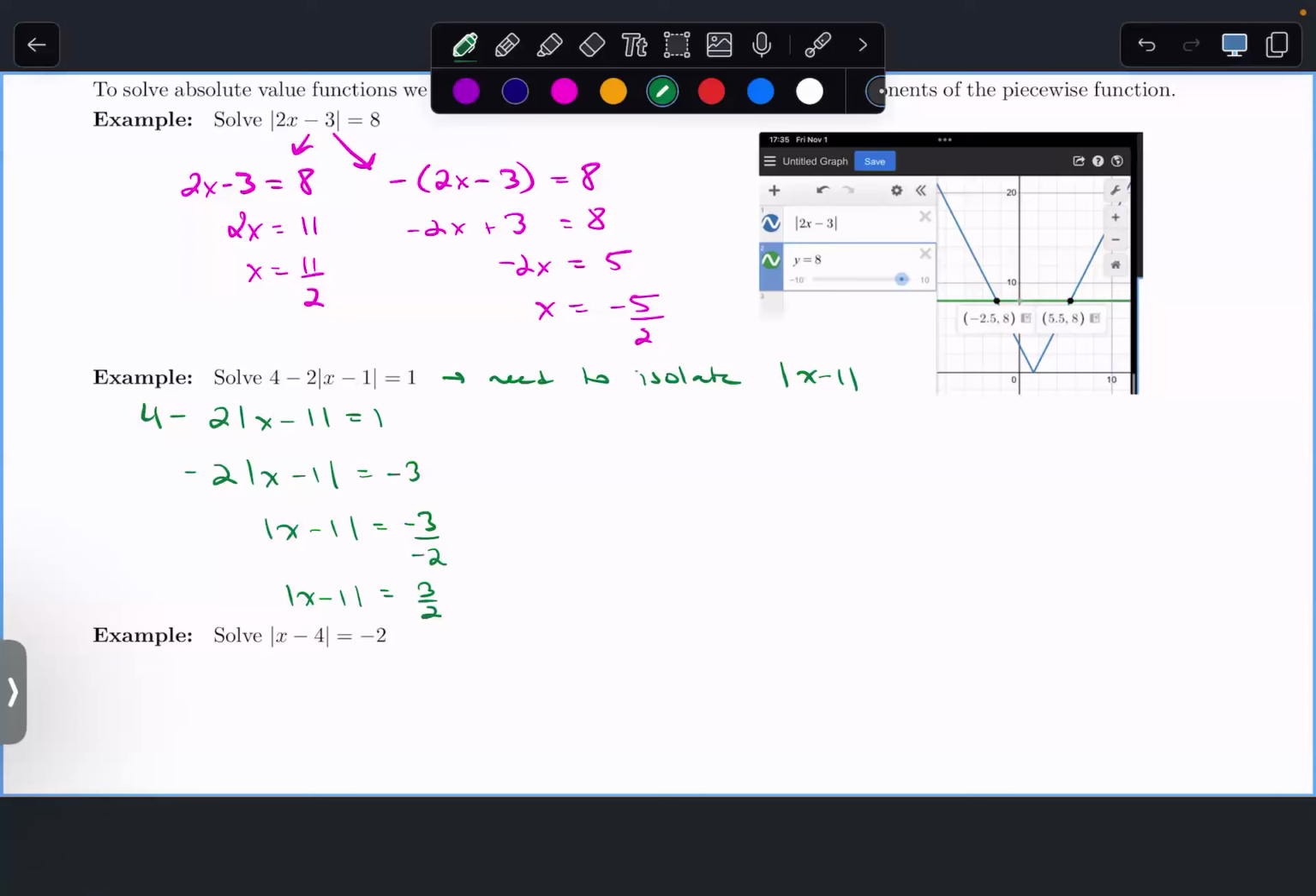So then the absolute value of x minus 1 is 3/2. And I can work with the positive version of the inside and then the negative version of the inside. Or if you want to find them in the order that they appear on the graph, you would do the negative one first and then the positive one. It really doesn't matter. So x minus 1 is 3/2, so x must be 3/2 plus 2/2, which is 5/2.